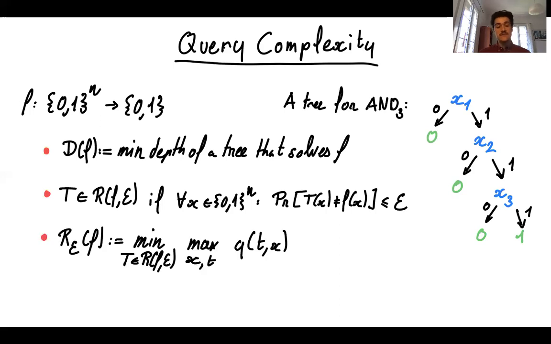This allows us to define the randomized epsilon query complexity of f as simply the minimum cost amongst all trees that solve f to within error epsilon. And the cost of a tree is simply the worst case: worst input and worst randomness of the tree. Okay, so we will usually disregard constants, and we will simply note R(f) for bounded error.